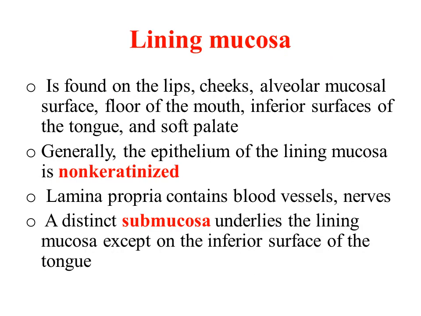Lining mucosa is found in the lips, cheeks, alveolar mucosa, floor of the mouth, inferior surface of the tongue, and soft palate. Generally, the epithelium lining this type of mucosa is non-keratinized stratified squamous epithelium. Lamina propria contains blood vessels and nerves, and there is also a distinct submucosa underlying the mucosa, except on the inferior surface of the tongue.